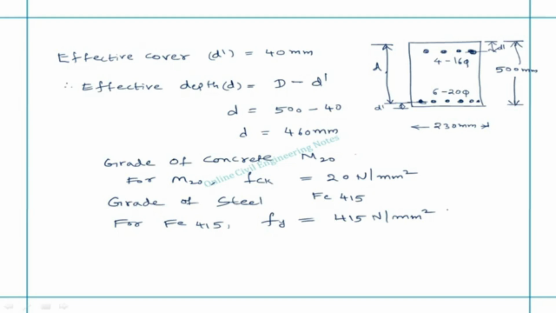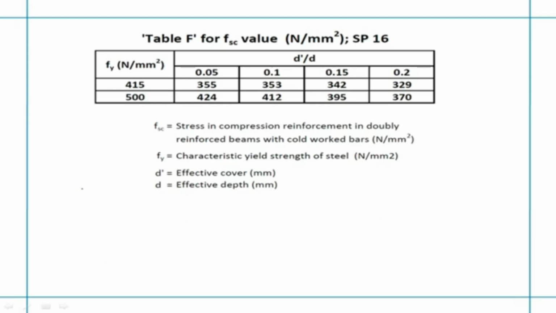For calculating the stress in compression steel, find out the ratio of effective cover to effective depth, that is d dash by d. d dash is 40 mm, effective depth is 460. The ratio comes to 0.0869. Calculate the stress in compression steel based on the d dash by d value. We got d dash by d as 0.0869. For fy 415 Newton per mm square, d dash by d values from 0.05 to 0.2 are given.